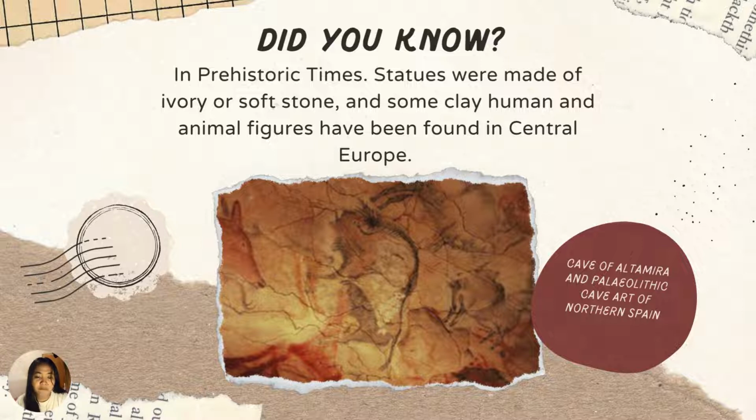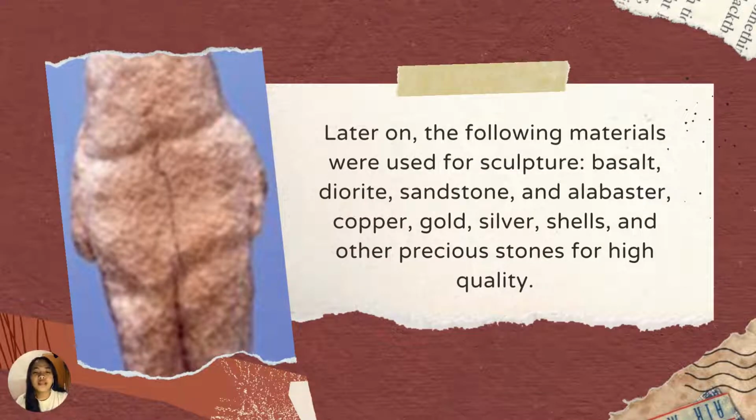So this is an example of the ivory or soft stone in prehistoric times, as you can see in the slide. This is the cave of Altamira and the Paleolithic cave art of northern Spain. Later on, the following materials were used for sculpture: basalt, diorite, sandstone, alabaster, copper, gold, silver, shells, and other precious stones for high quality.